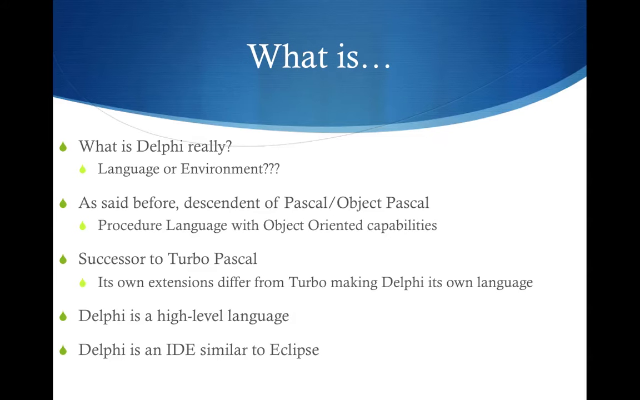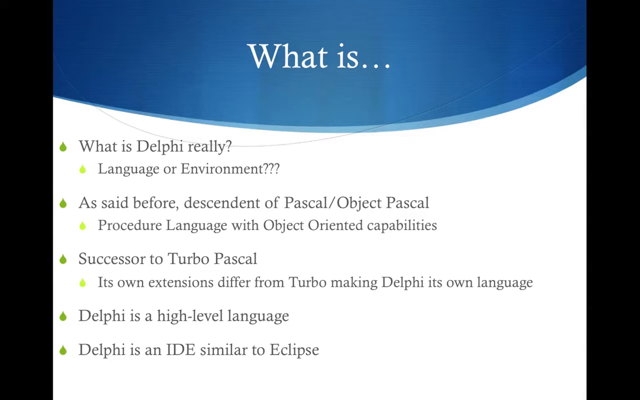So what is Delphi? Is it a language or is it an environment? In fact, it's actually both. Delphi, again, is a descendant from the Object Pascal language, a procedural language with object-oriented capabilities, but it is also an environment. It's the same thing as Unix. It's the same as Eclipse. You can do other languages in it.